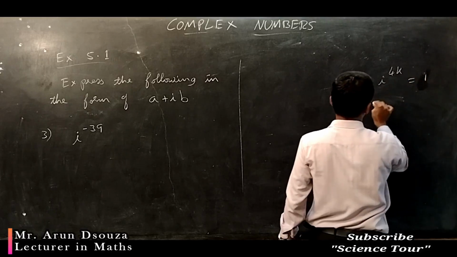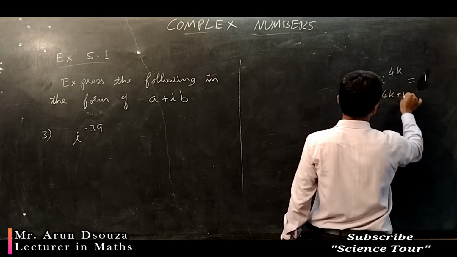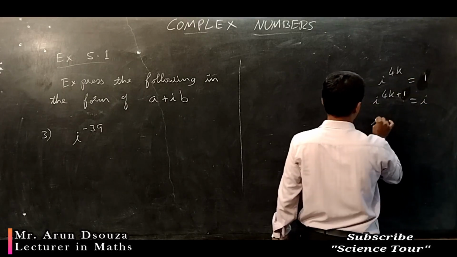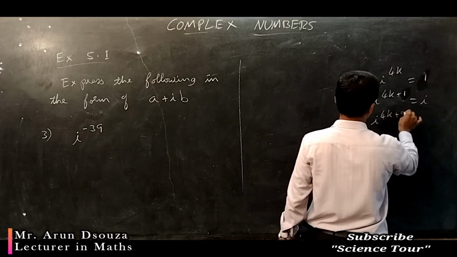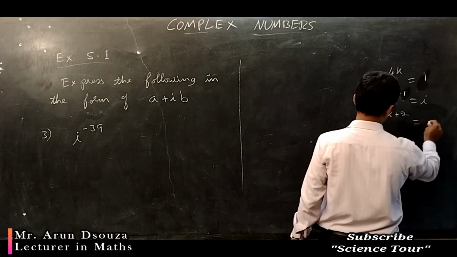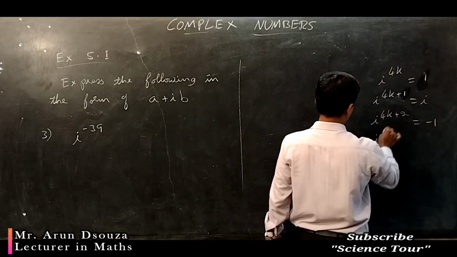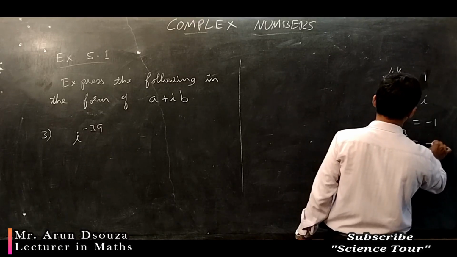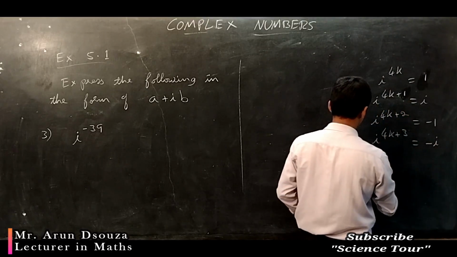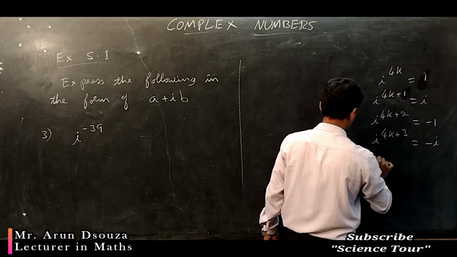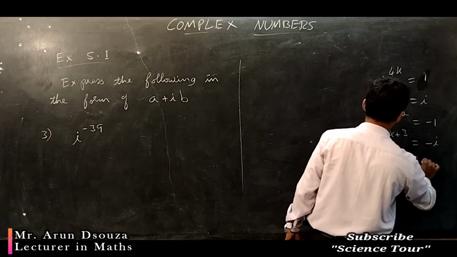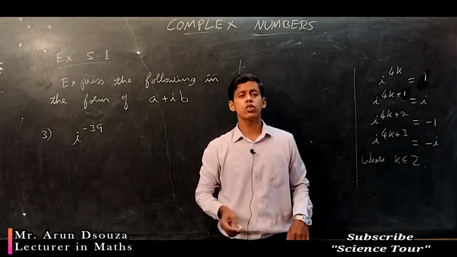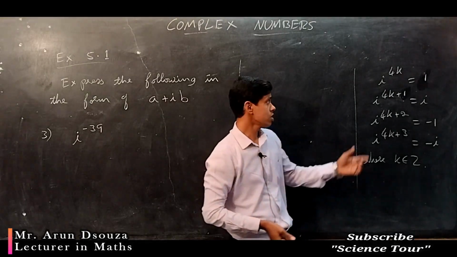1, and then i raised to 4k plus 1 is i, then i raised to 4k plus 2 is minus 1, i raised to 4k plus 3 is minus i, okay. These are the formulas that we have. There is an easy method to remember the formulas, okay? So what is the easy method?